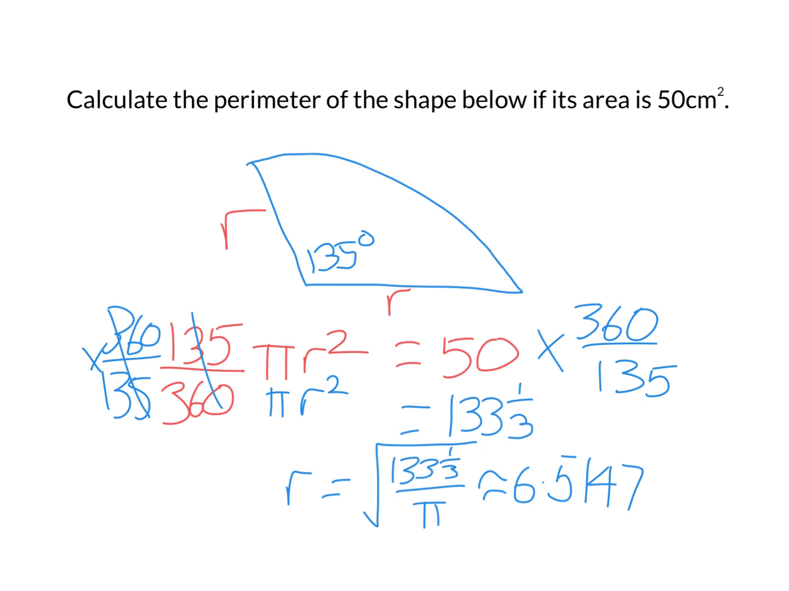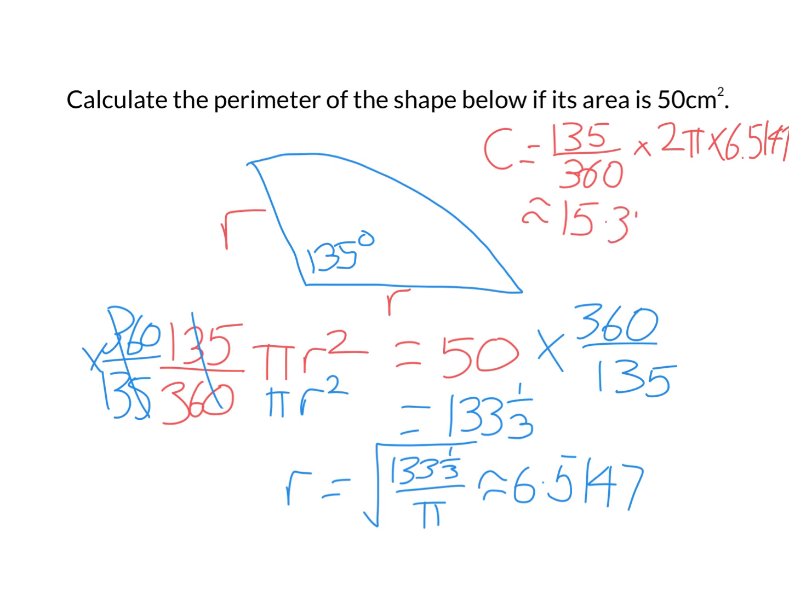So now we can easily find its perimeter. To find the perimeter of a sector with angle 135 and radius 6.5147, we're going to go theta, the angle, over 360. So 135 over 360, remember, tells us that this is 3/8 of a circle. So theta over 360 times 2 pi times radius. And so putting that in our calculator, we get something very close to 15.35. Once again, we use the approximately equal to sign. It's not exactly 15.35 centimeters, but it is very close.